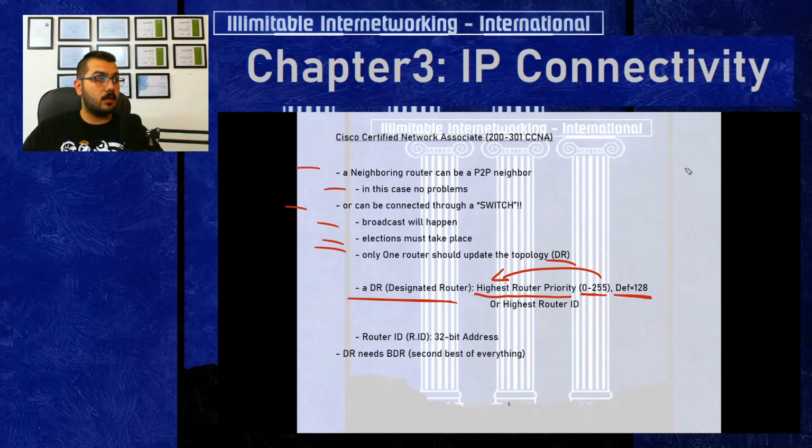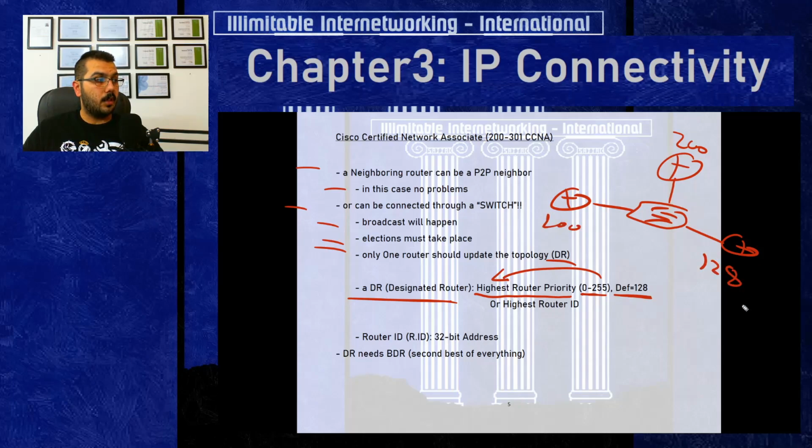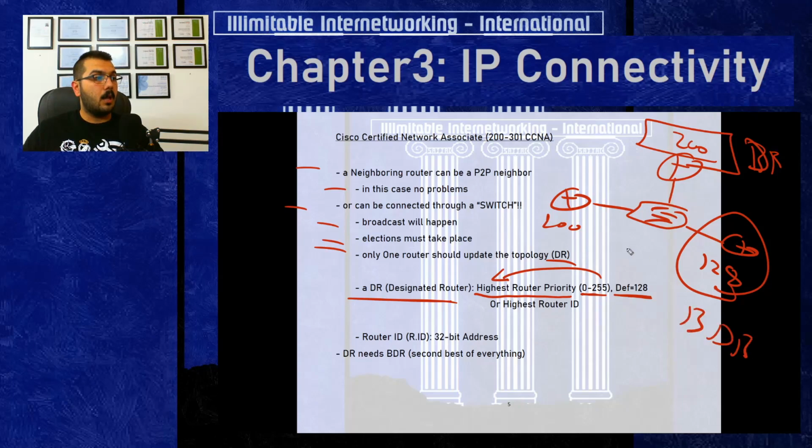Okay, so just in case you have 3 routers connected in the broadcast topology, this one has the priority of 200, this one has the priority of 100, and this one the default of 128. This one will be the DR, and the second best one, this, will be the backup DR. What will this third one be called? It will be called a DR other. It's neither a main or a backup, it will be other, a DR other.